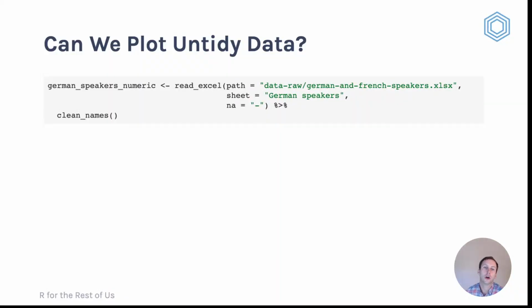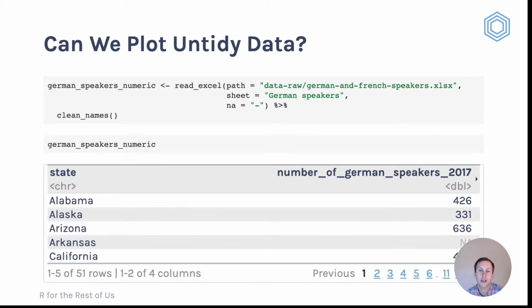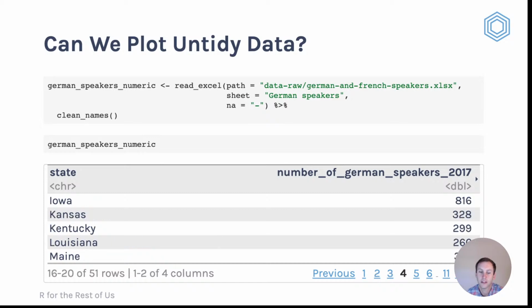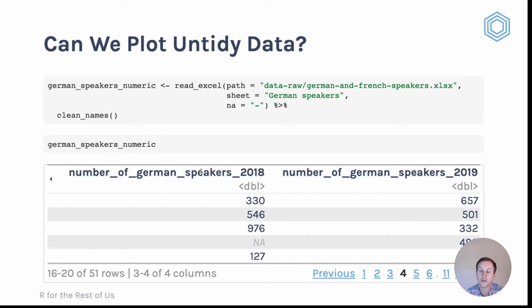So take a look at this data. I'm importing this German speakers data. I'm getting rid of any NAs you can see there in the read Excel function, and then using clean names. So our data looks like this. We've got state and then number of German speakers. I could scroll through and see all the various states. And then in addition to the state, I have number of German speakers 2017, number of German speakers 2018, and 2019.